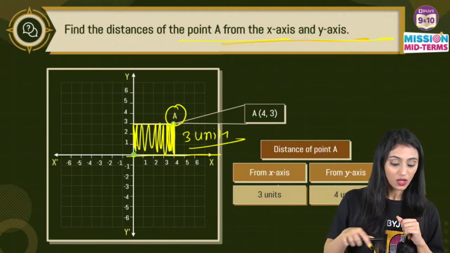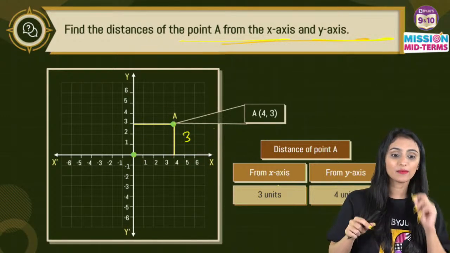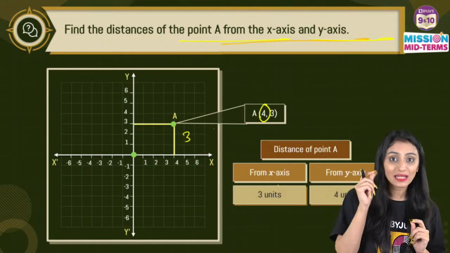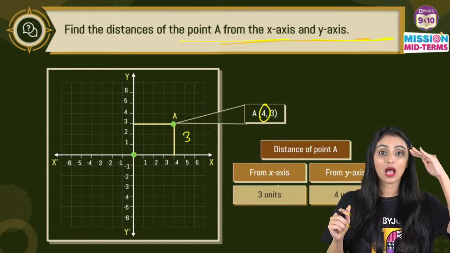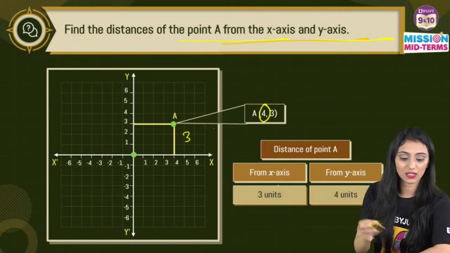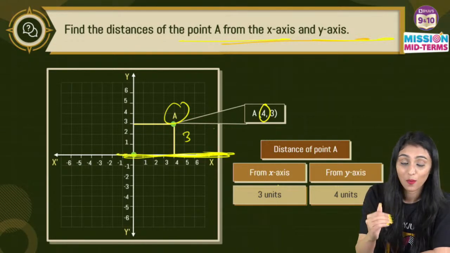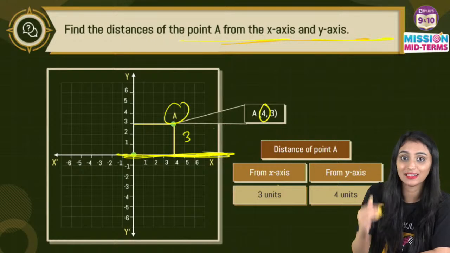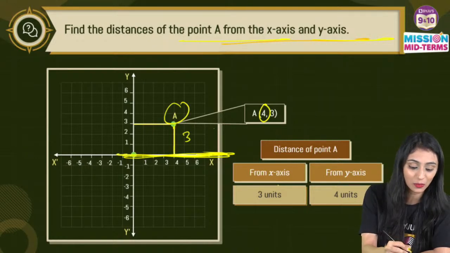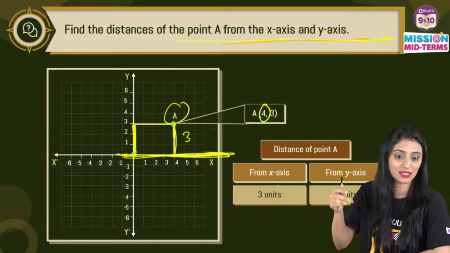X-axis point is 4. No, x-axis... See, that's what I'm saying, Subbu. X-axis का coordinate 4 है. Question is saying, what is the distance of this point, this particular point from the x-axis? X-axis ये रहा. What is the distance between this point and the x-axis? That is 3, right? You can measure it. It is 3. It is parallel to this.